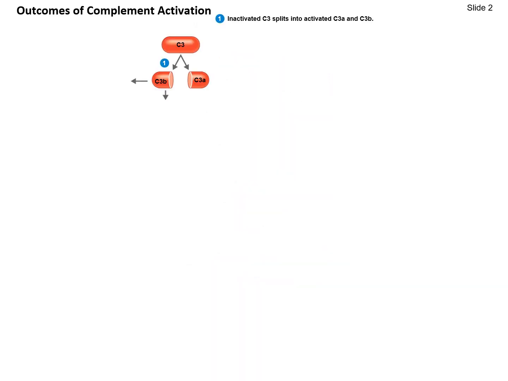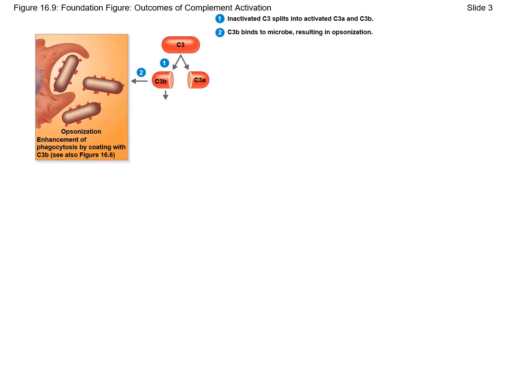Once complement is activated, it's going to lead to 3 benefits. So these are the outcomes of complement activation, the 3 benefits that will help fight infection. The first benefit is opsonization. And opsonization is an important word for the immune system. Opsonization is basically defined as having proteins coat a microbe.